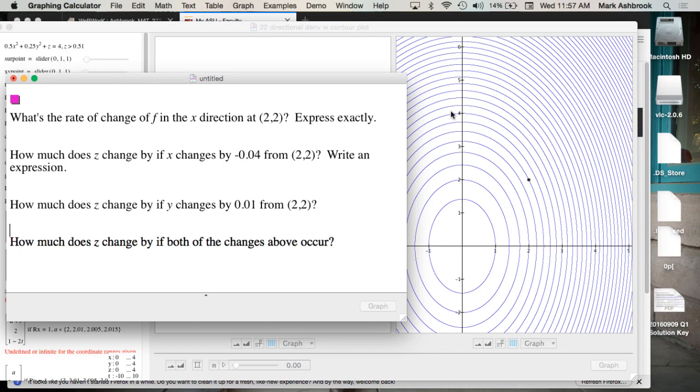What's the rate of change of f in the x direction at 2, 2?